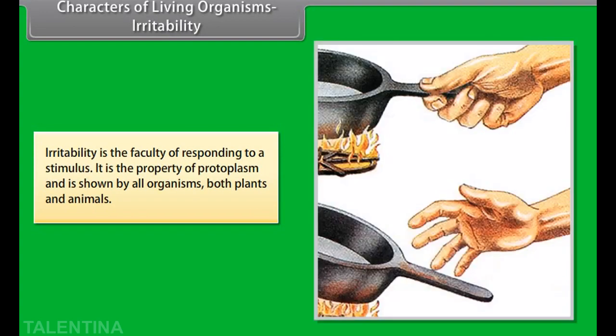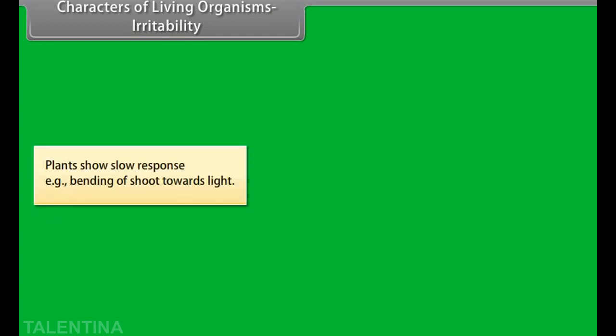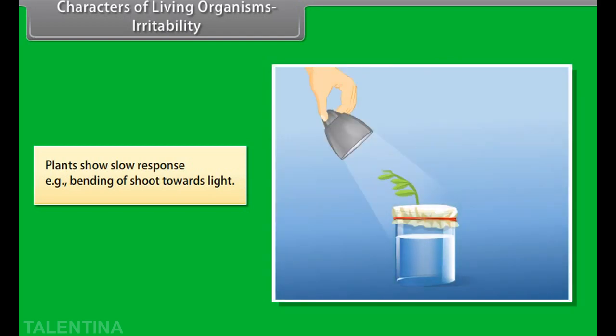Characters of living organisms: Irritability. Irritability is the faculty of responding to a stimulus. It is the property of protoplasm and is shown by all organisms, both plants and animals. Animals show quick response to a stimulus because they possess nervous system. Plants show slow response. Example: bending of shoot towards light.